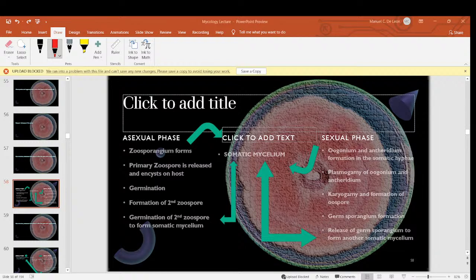Okay, so what will happen is we're gonna go back. So that's basically the number one bullet in the sexual phase. Let's try sharing it again.